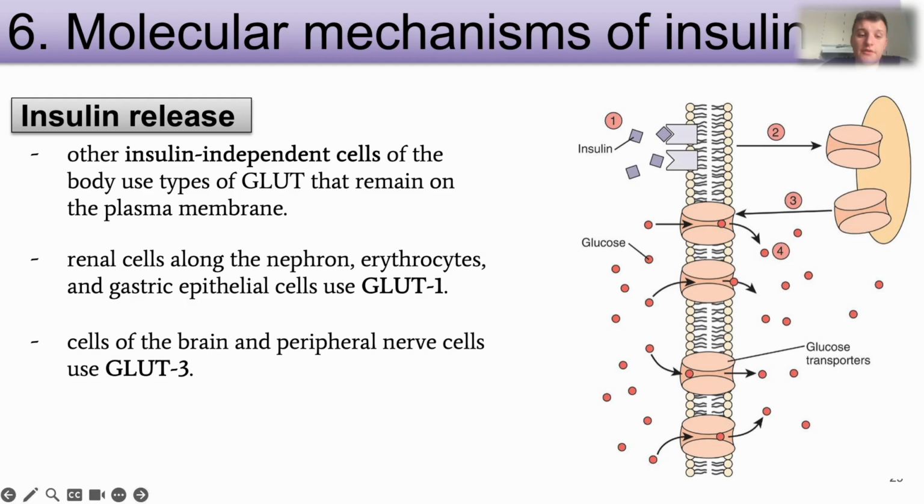There are other insulin-independent cells of the body that use other GLUT types that remain on the plasma membrane. Renal cells in the kidney along the nephron, erythrocytes, and gastric epithelial cells use GLUT1. Cells of the brain and peripheral nerve cells use GLUT3, okay?